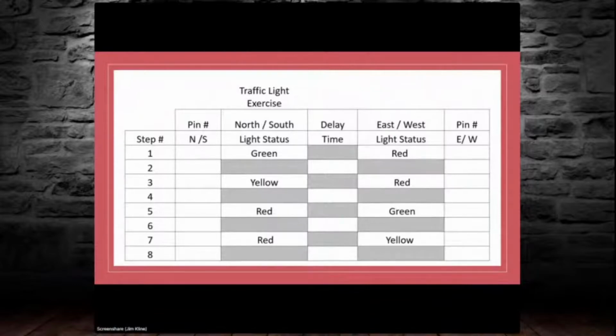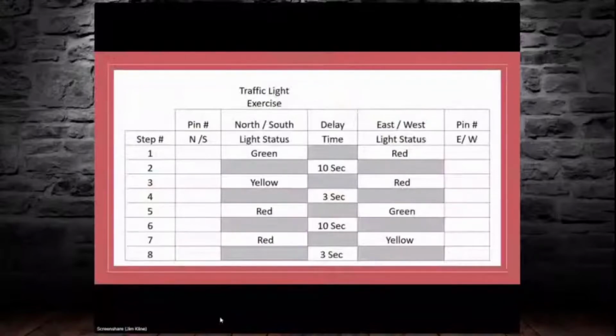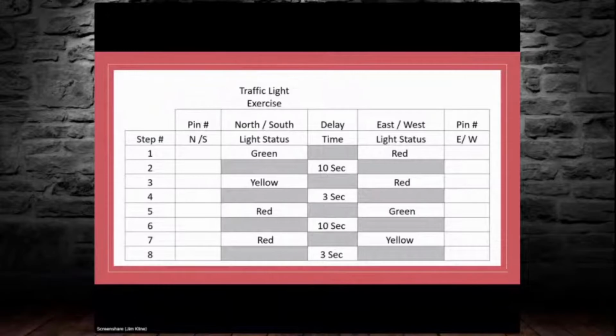The other is putting in the amounts of time that we want to have the delay between one signal turning on, then turning off and transferring over to another signal. In this case, we need to assign a delay time. I'm going to compress a little bit. We'll have 10 seconds for the green to yellow transition, and then 3 seconds for yellow to red, and then repeating. So now we have a complete sequence of the traffic light.